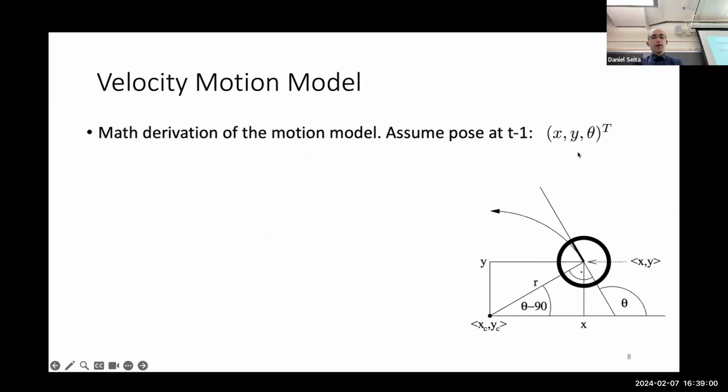All right. So let's try to see if we can mathematically derive this motion model. So we have the pose at time t minus 1. That's going to be x, y, and theta, right? So you have x and y, and then you have theta, which is this angle. With those three numbers, that tells us where the robot is. Then we have the relationship that we talked about last slide.